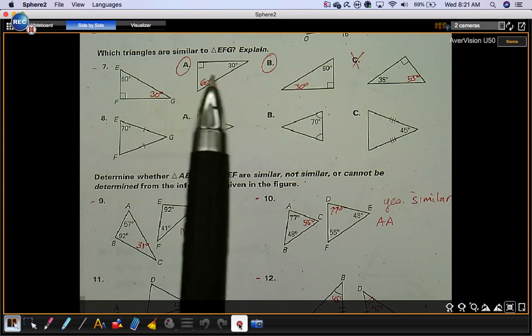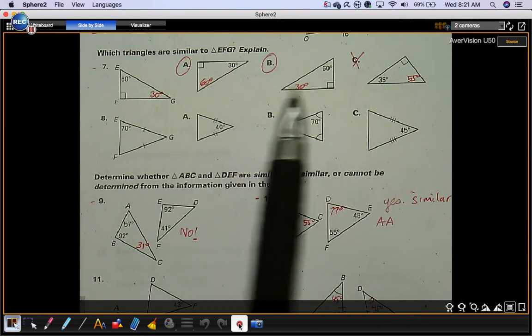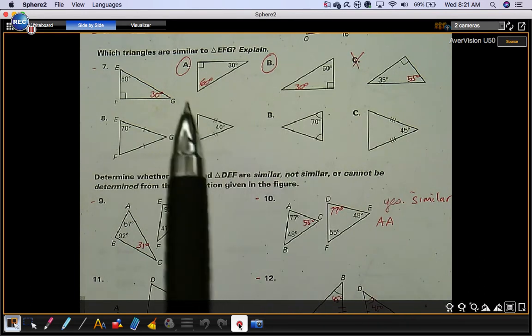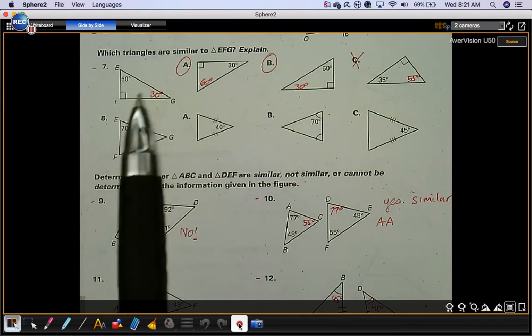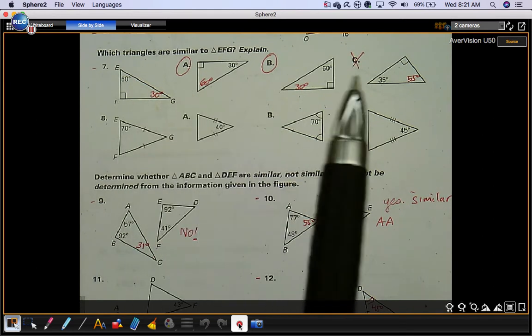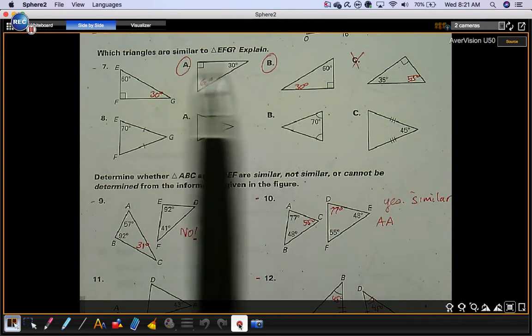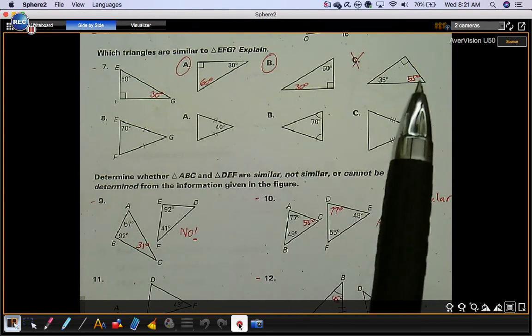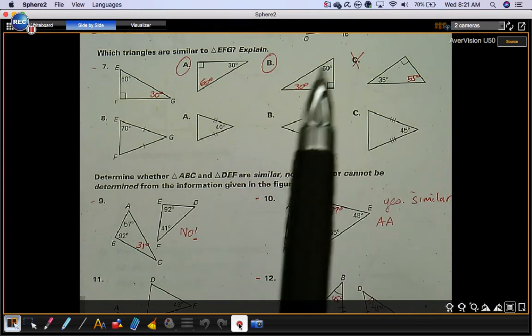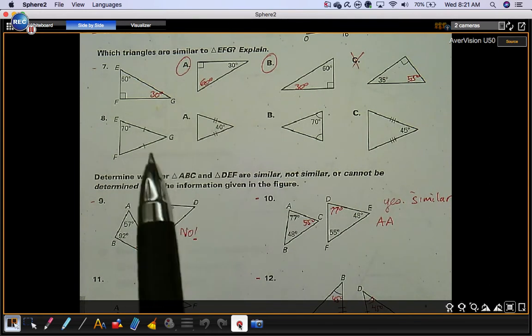So if you solve for the other angles in all of these, you can see which triangles have the same angle measures. Obviously, if you have the same angle measures, you're going to be similar by angle, because if two pairs of angles match, the third pair definitely matches. This guy doesn't work because a 35 and a 55 doesn't match your 30 and your 60s.